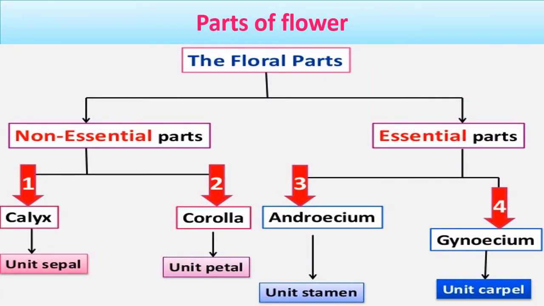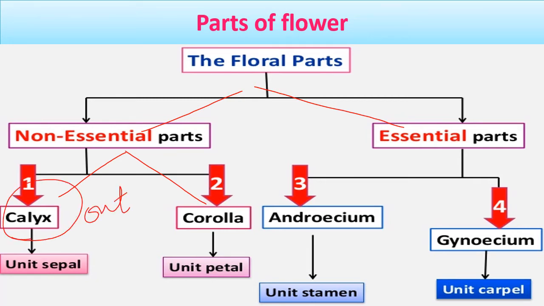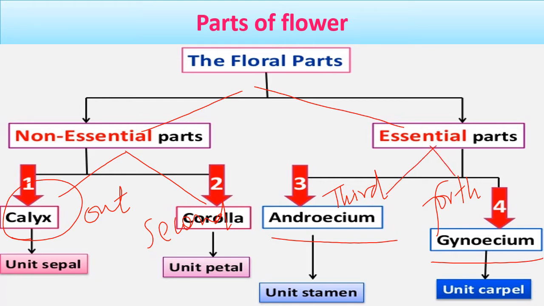Then parts of the flower, two different parts are there, essential parts and non-essential parts. First of all, we will see non-essential parts. There are again two types. One is calyx, which is the outermost floral whorl. Then this is corolla, the second floral whorl. Androecium is the third floral whorl, and gynoecium is the fourth floral whorl. Out of that, androecium and gynoecium are the two essential whorls, and calyx and corolla are non-essential whorls.